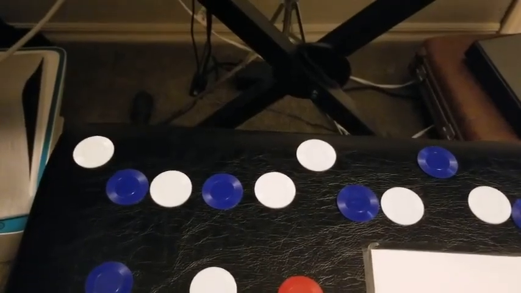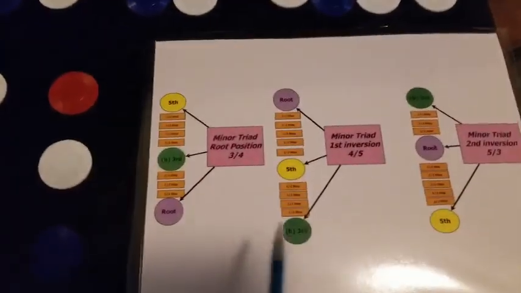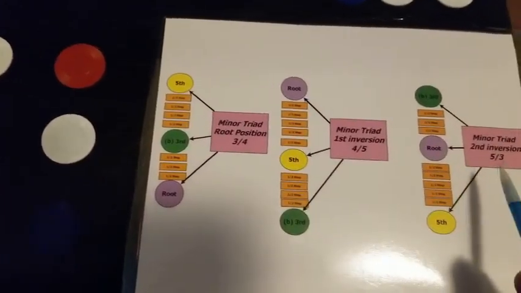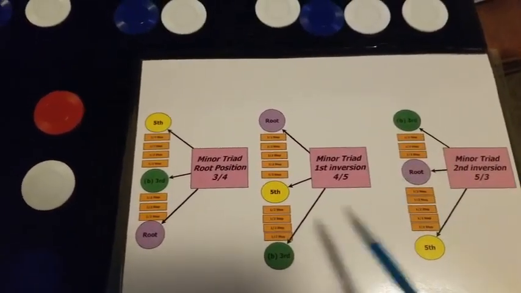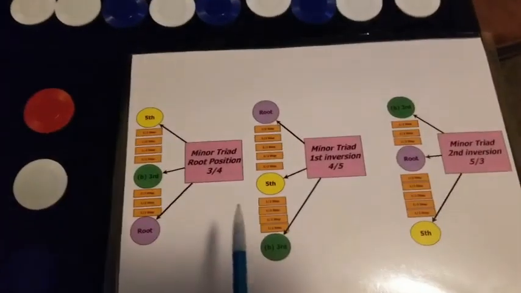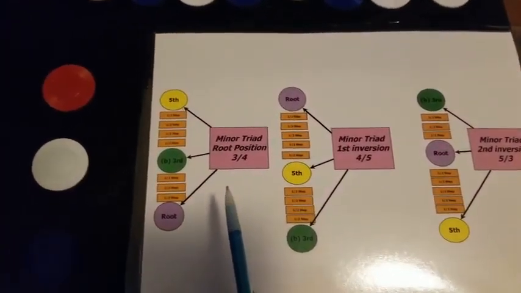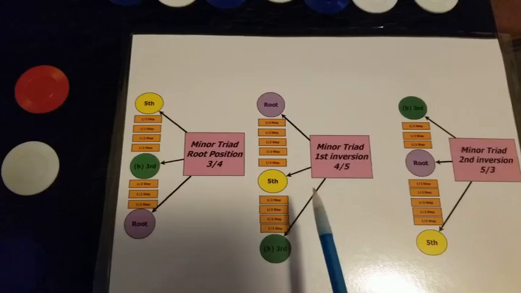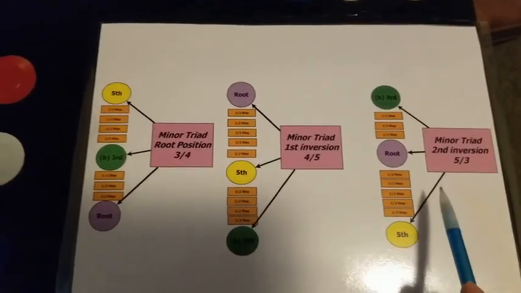And that is how you can derive your various minor triads depending on whatever note you start with. I would recommend going through and starting on each of the 12 tones or 12 chips and counting through your forms: minor root position, minor first inversion, and minor second inversion.